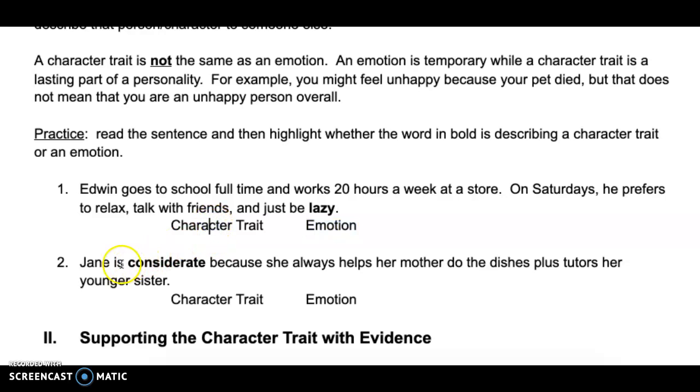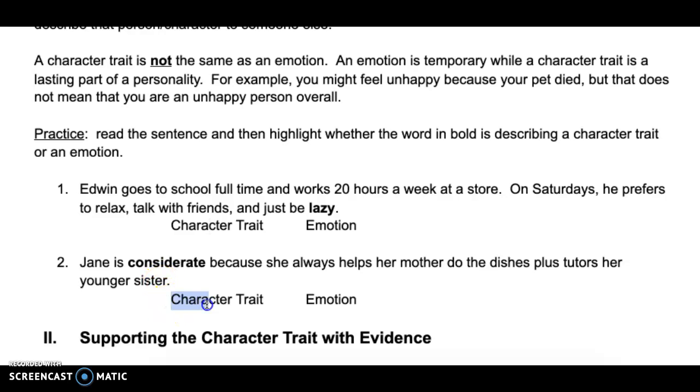Okay, let's look at our next example. Jane is considerate because she always helps her mother do the dishes, plus tutors her younger sister. Now I want you to think about if you think that Jane being considerate is a character trait or an emotion. So you're going to highlight one of these. So stop the video and go ahead and highlight which one you think it is.